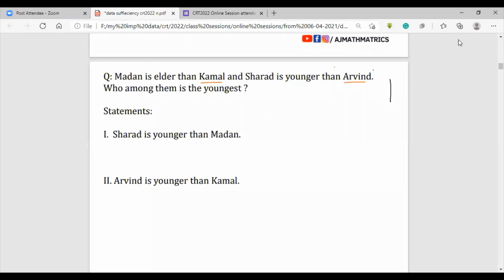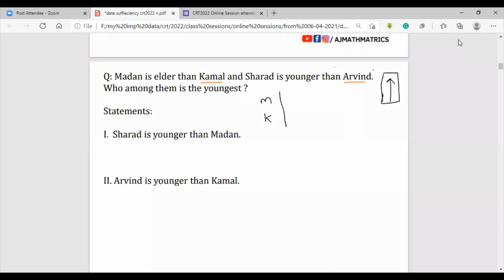Now I'm going to pick a linear representation like this. Elder means I'm going to write at the top, younger means I'm going to write at the bottom. So Madan is elder than Kamal. This is the way I'm going to represent. Madan I wrote above Kamal, which means Madan is the highest or elder. In age, he is the highest.